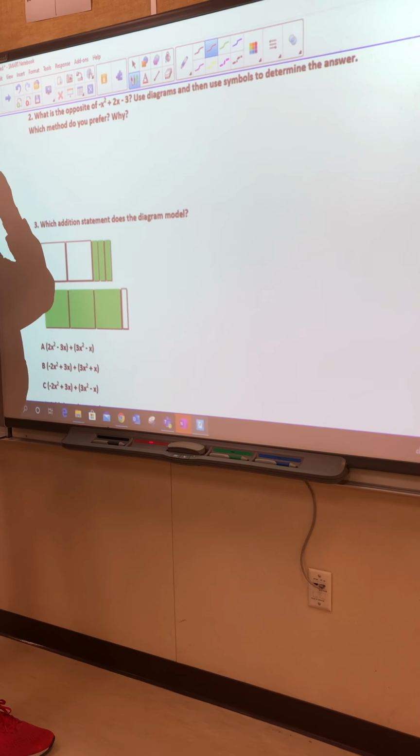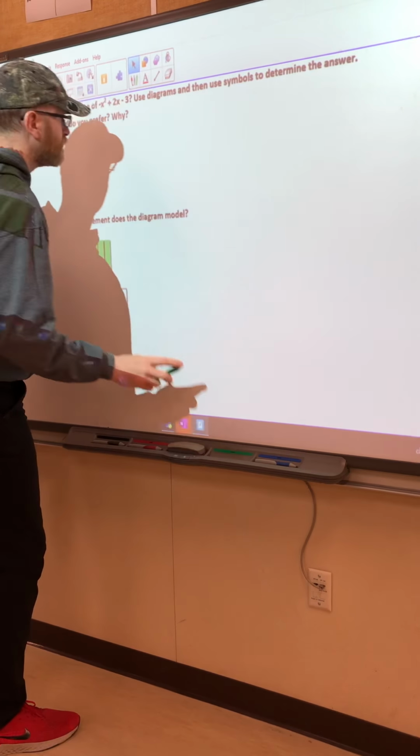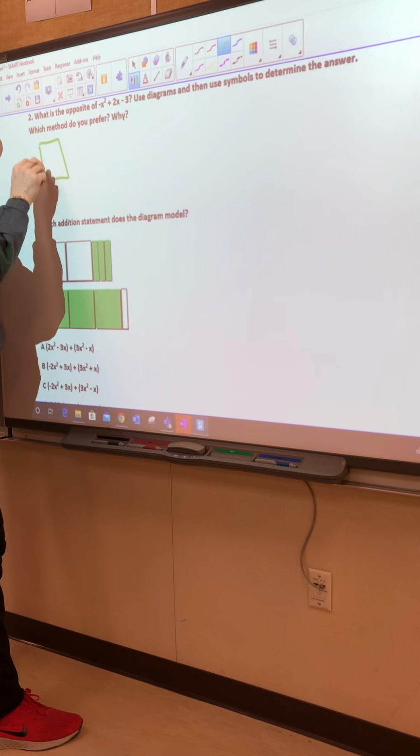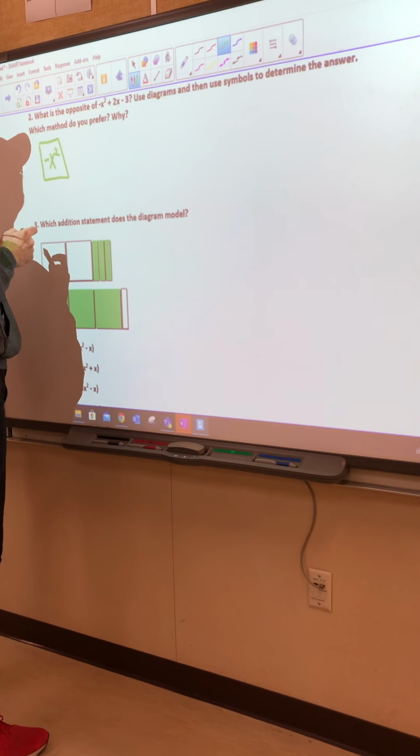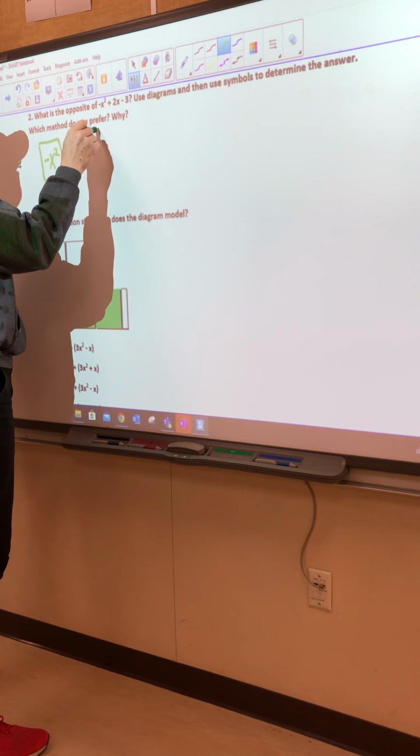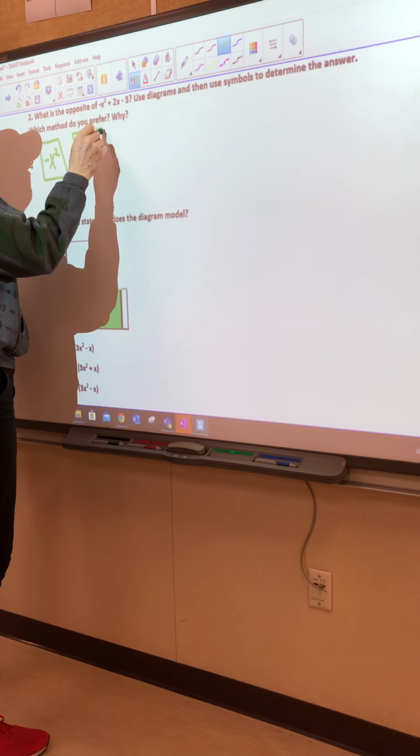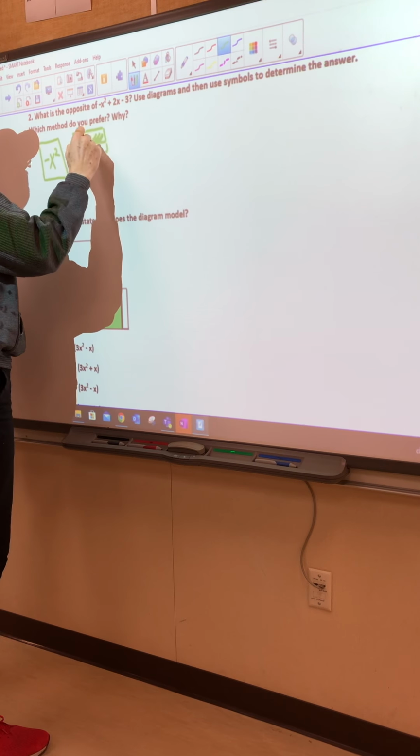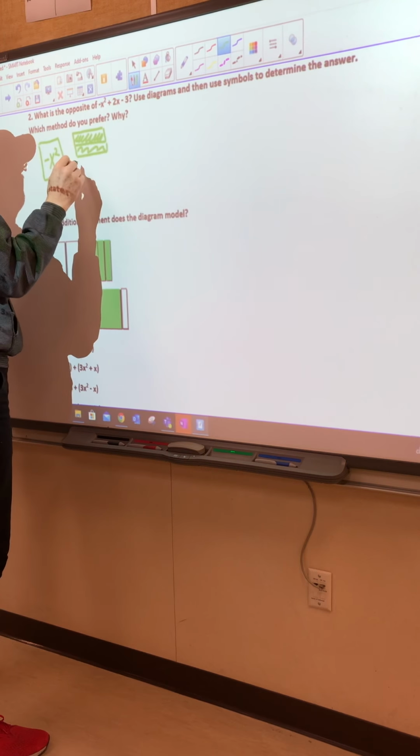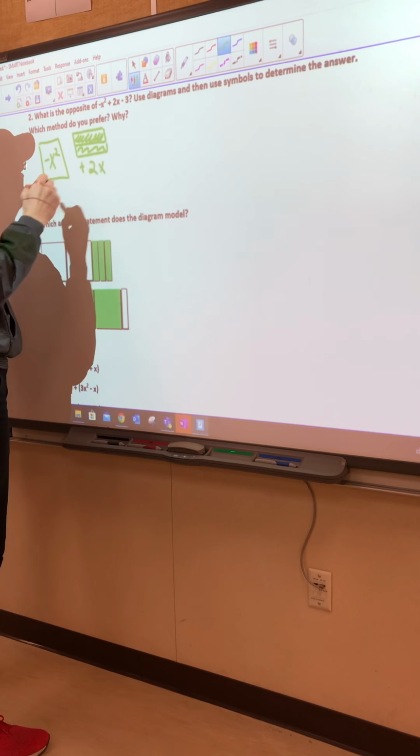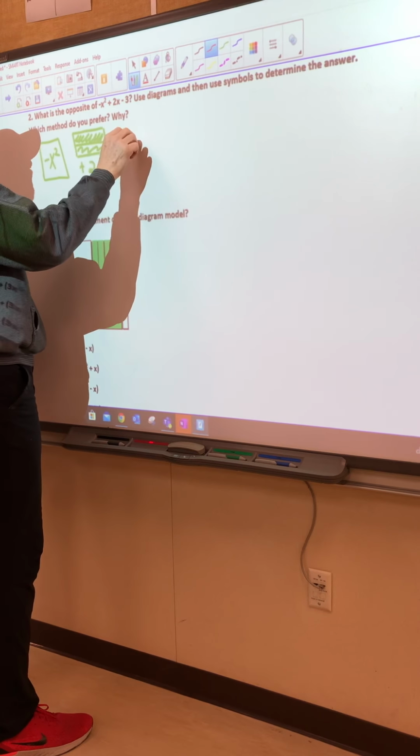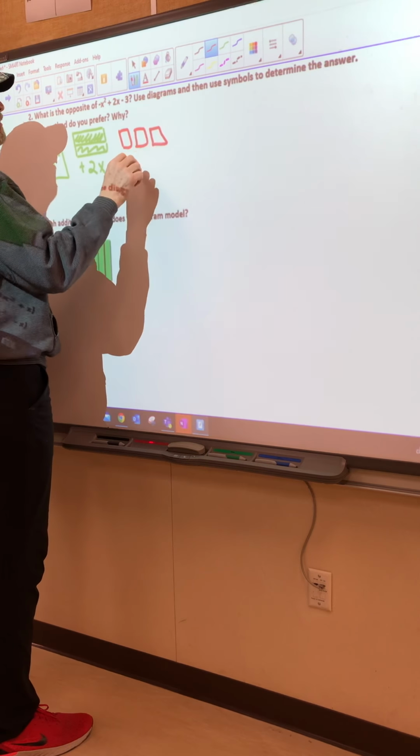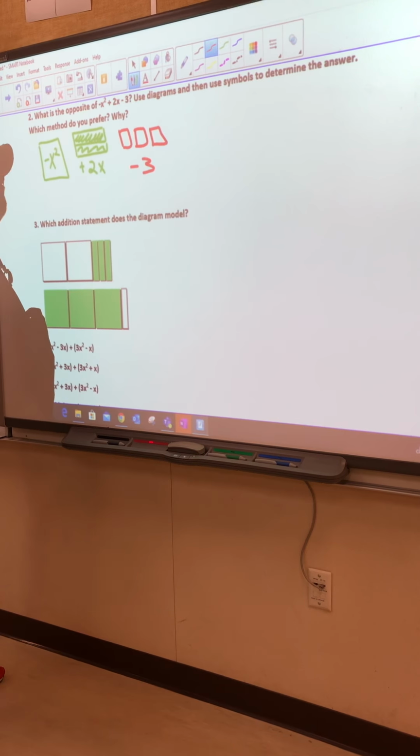We've got negative x squared. So I think it's an empty square, right? So this is negative x squared. And then plus 2x. Whoops. I guess we could just do that. So this is plus 2x. And then negative 3. 1, 2, 3. Okay.